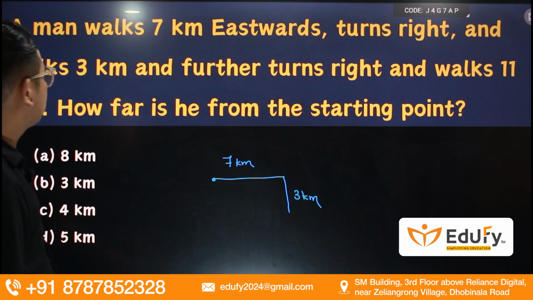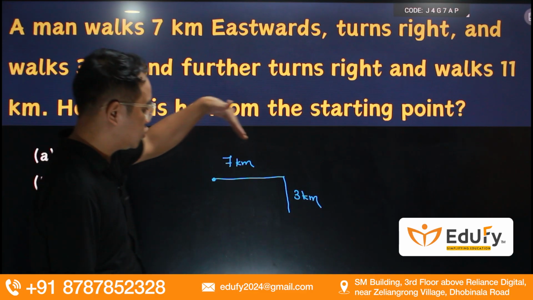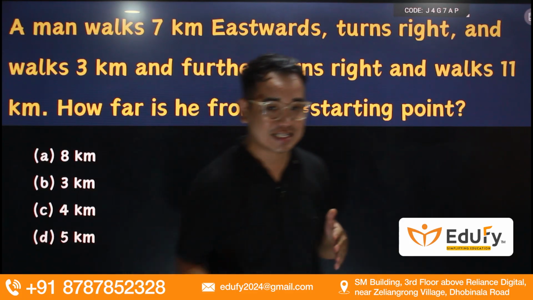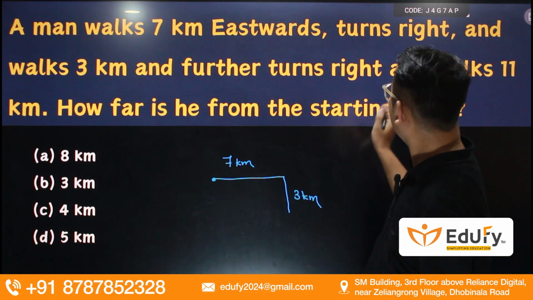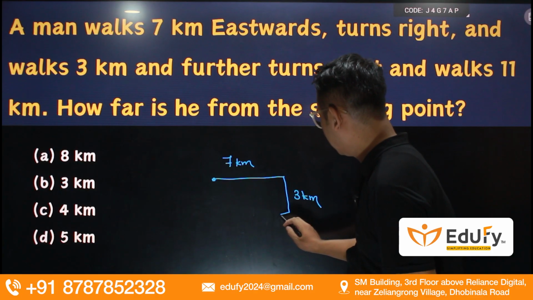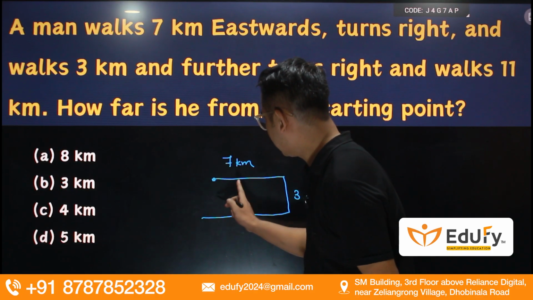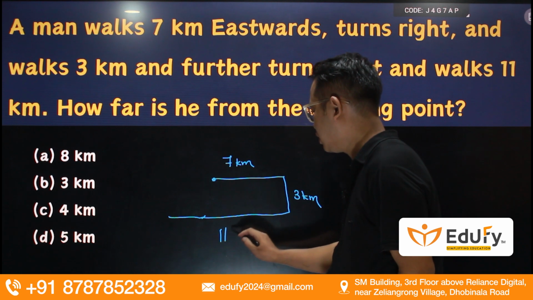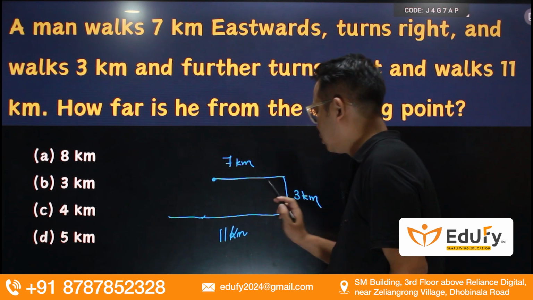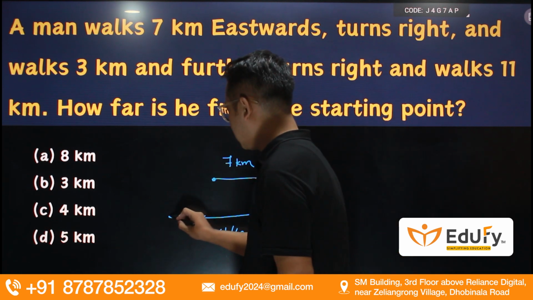And further turns right and walks 11 kilometers. Since you were going in this direction, you're facing this side, so now your right side is this, so we will go 11 kilometers right. Obviously this should be longer than the 7 kilometers, so I'm just assuming it's here. So this is my 11 kilometers, and this is your stop point.